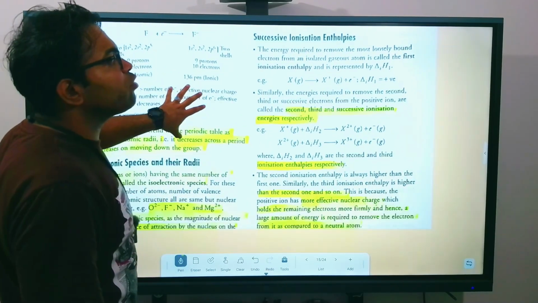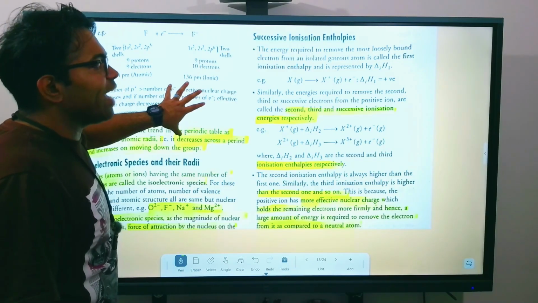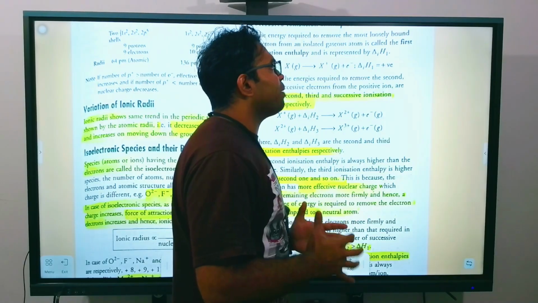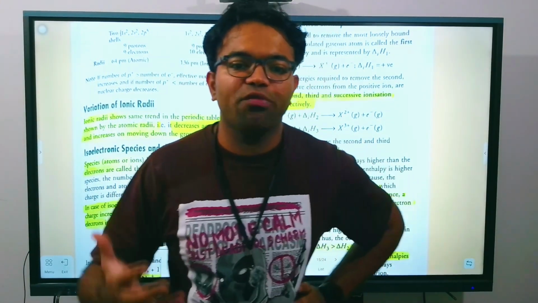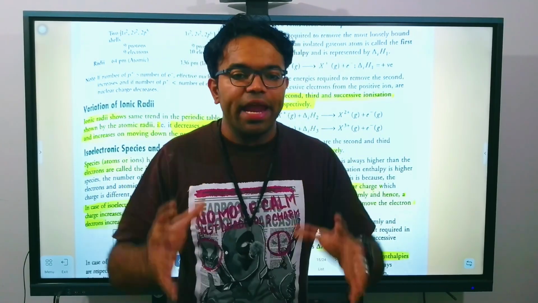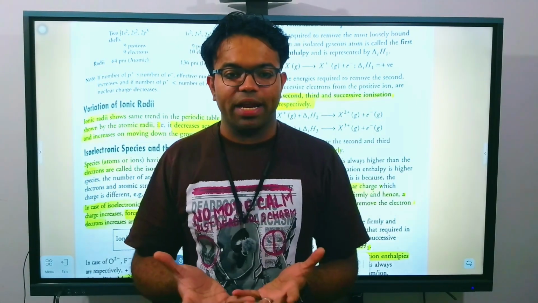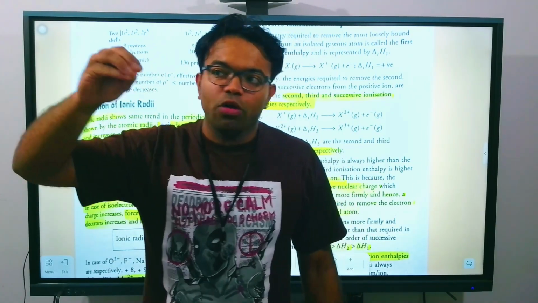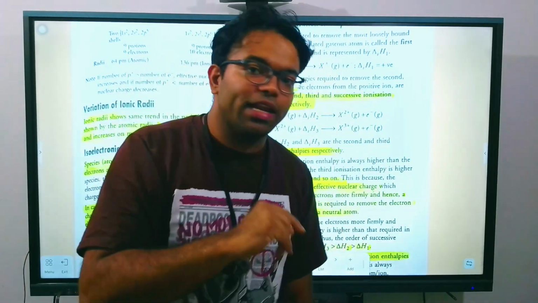Okay, the energy required to remove the most loosely bound electron from an isolated gaseous atom is called the first ionization enthalpy, and it is represented by delta I of H1. What does it mean? It has a specific meaning behind it. Ionization enthalpy, think about this. There are electrons present in the valence shell of an atom, and you are plucking out 1 electron from it. The first electron that you pluck is from a neutral atom, right?